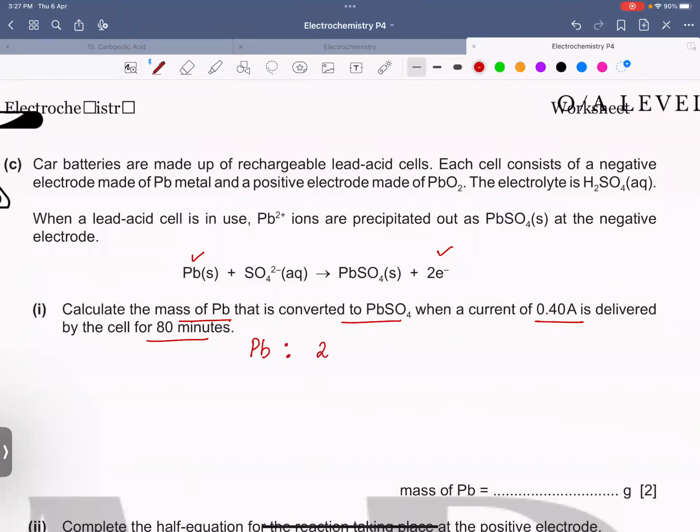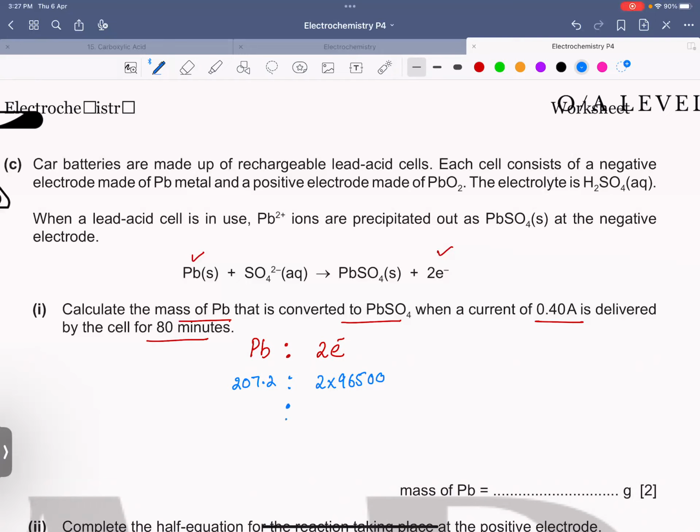Can anybody tell me the Ar of lead quickly? Is it 204 or 127? Lead is in group 4. So the charge is 2 times 96500 coulomb. It is 207.2. So that ratio I got: twice 96500 coulomb of charge is used up to form 207.2 grams of lead into lead sulfate.